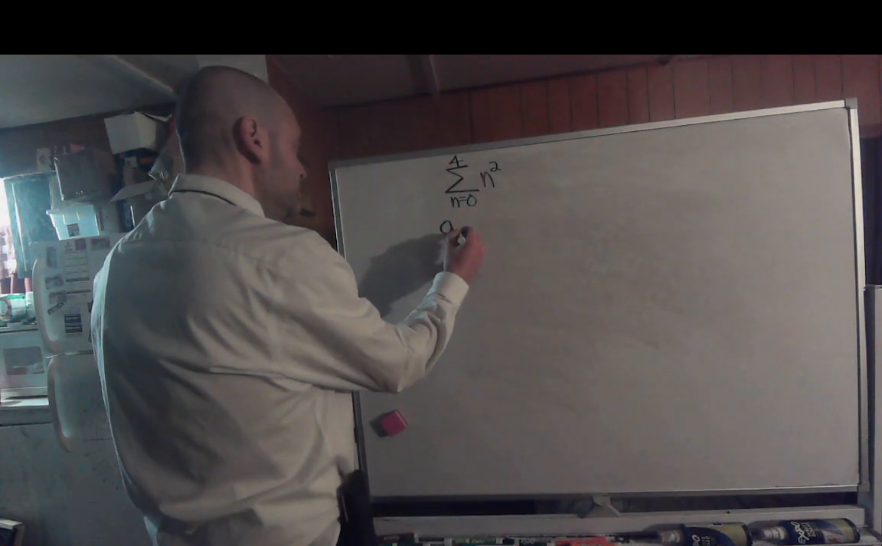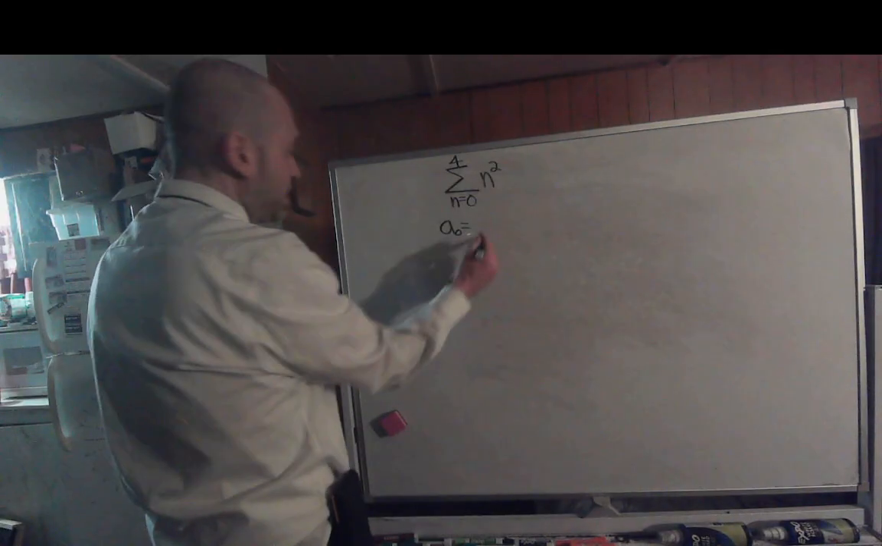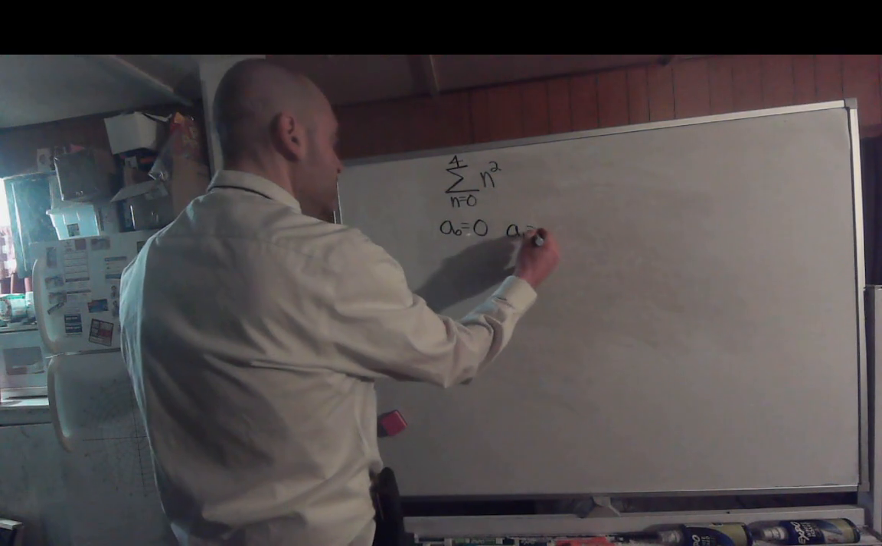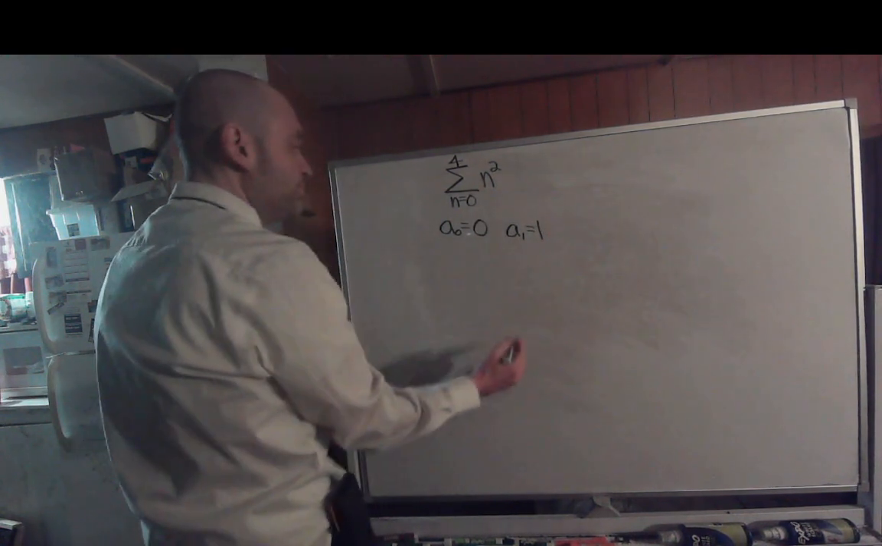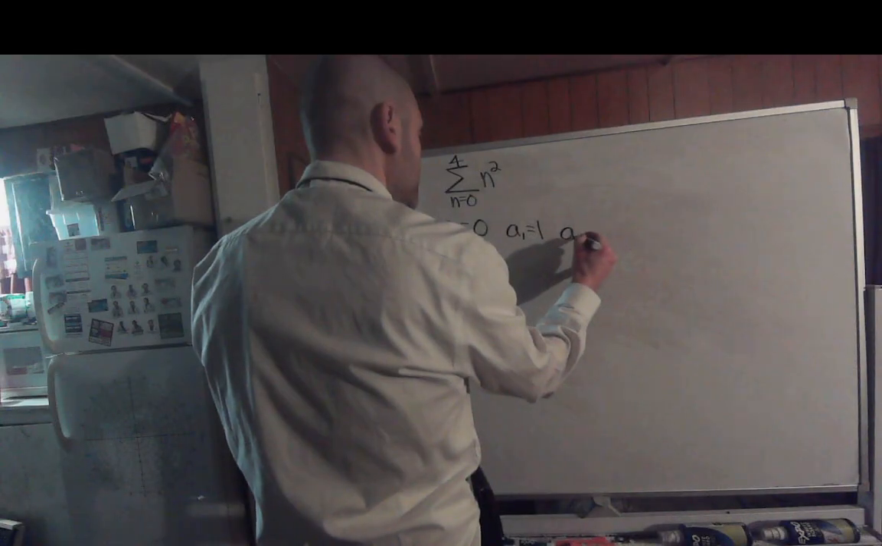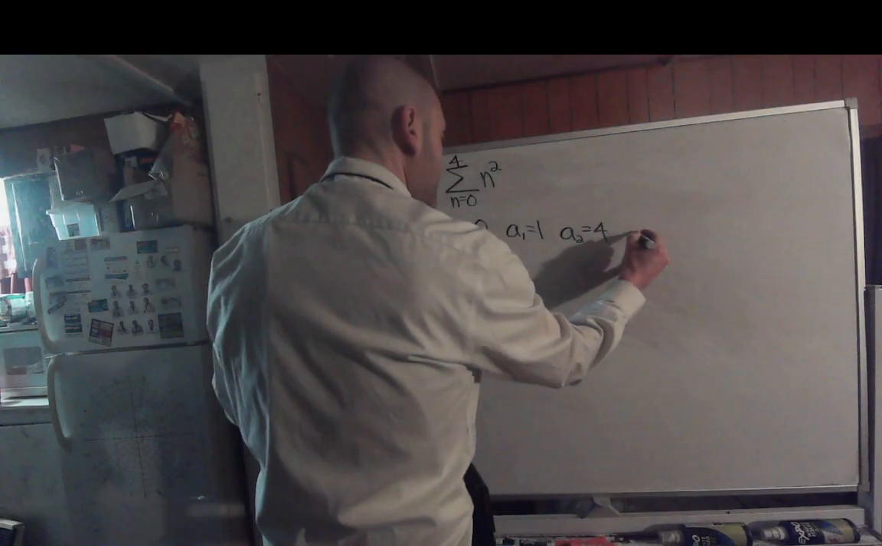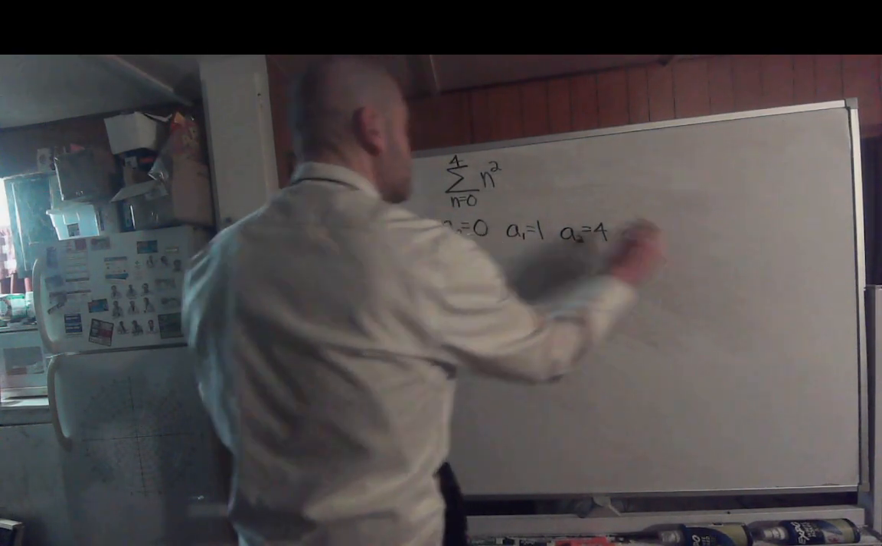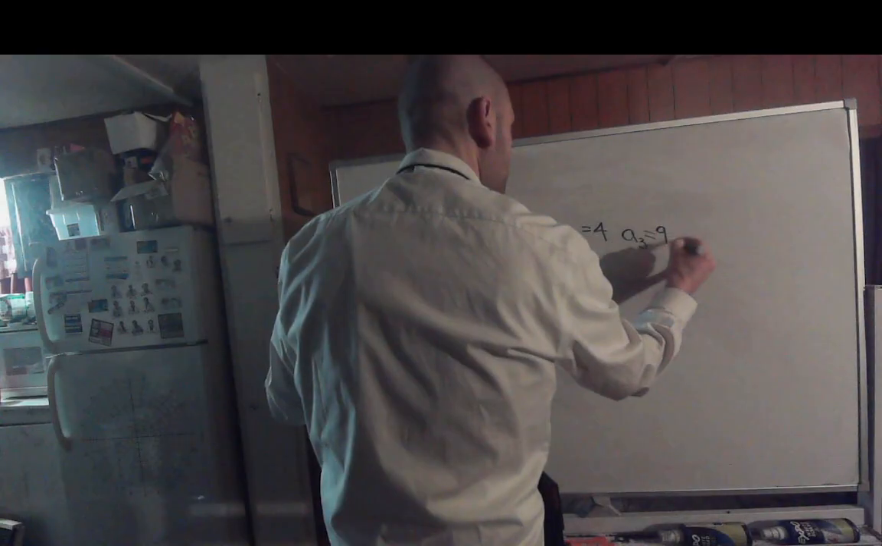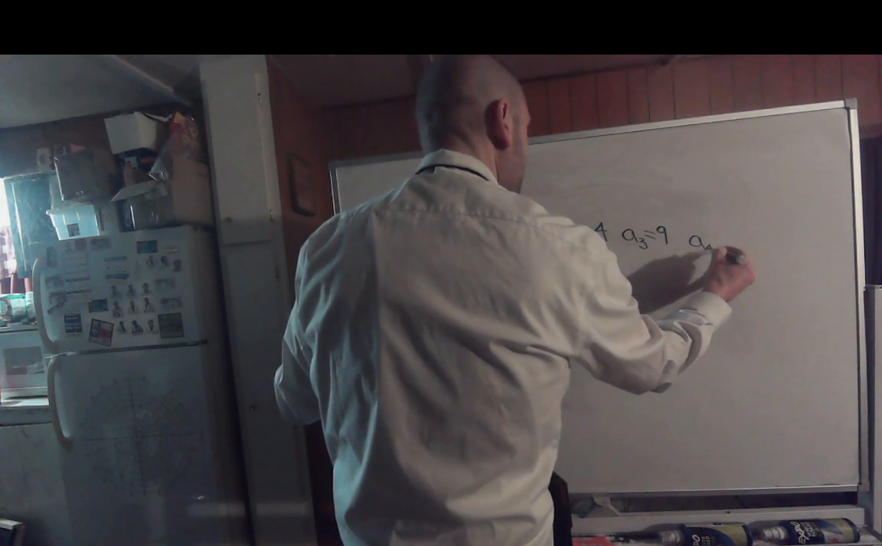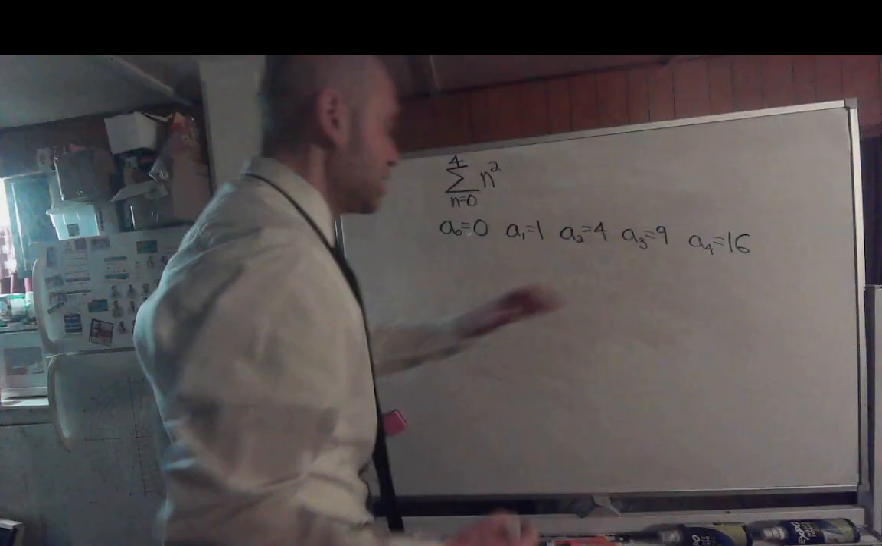So a sub 0, if you take 0 squared, well, you get 0. A sub 1, 1 squared is 1. A sub 2, well, 2 squared is 4. A sub 3, well, 3 squared is 9. A sub 4, well, 4 squared is 16. And we can stop there because we only went up to 4.